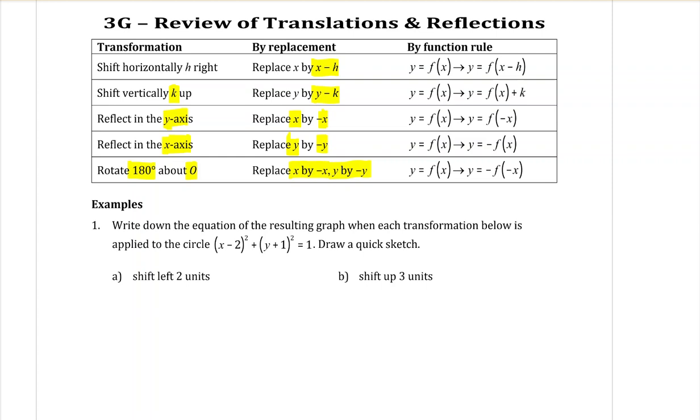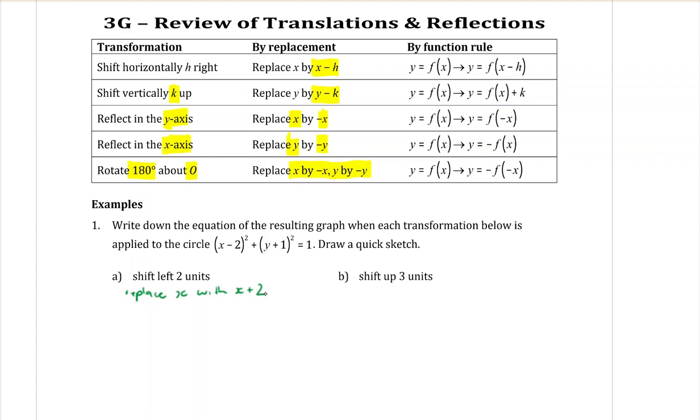So if I want to shift my circle 2 units to the left, keeping in mind all those rules that I've just given you, because I'm moving it left, that's across the x-axis, it means I'm replacing the x with, now be careful, it said left. So which way should I go? It should be a plus, that's right. So with x plus 2, because I'm going to the left.